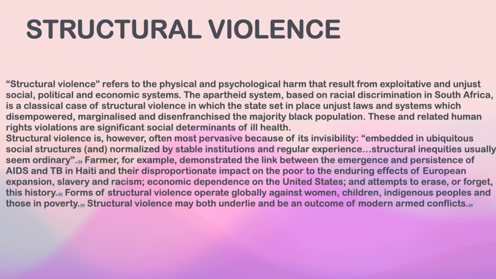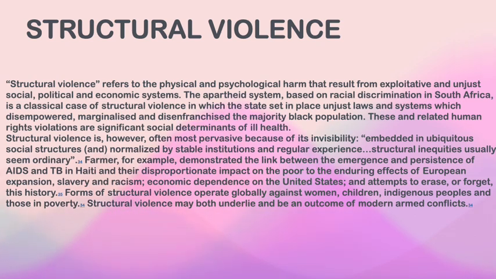Structural violence refers to the physical and psychological harm that results from exploitative, unjust social, political, and economic systems. The apartheid system based on racial discrimination in South Africa is a classical case of structural violence, in which the state put in place unjust laws and systems which disempowered, marginalized, and disenfranchised the majority of Black people. These and related human rights violations are significant social determinants of ill health. Structural violence is, however, often most pervasive because of its invisibility, embedded in ubiquitous social structures, normalized by stable institutions and regular experience. Structural inequities usually seem ordinary.